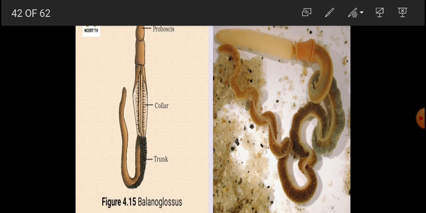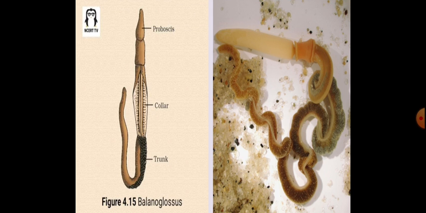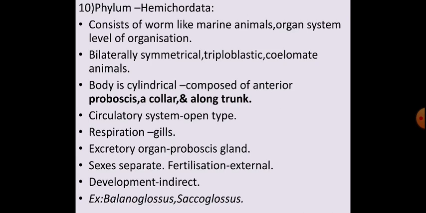This is an example of Hemichordata, Balanoglossus. They are worm-like marine animals having organ system level of organization. They are bilaterally symmetrical, triploblastic and coelomate animals.